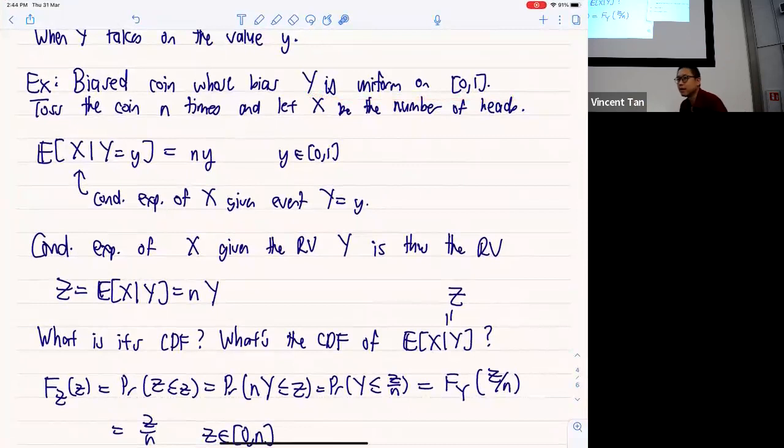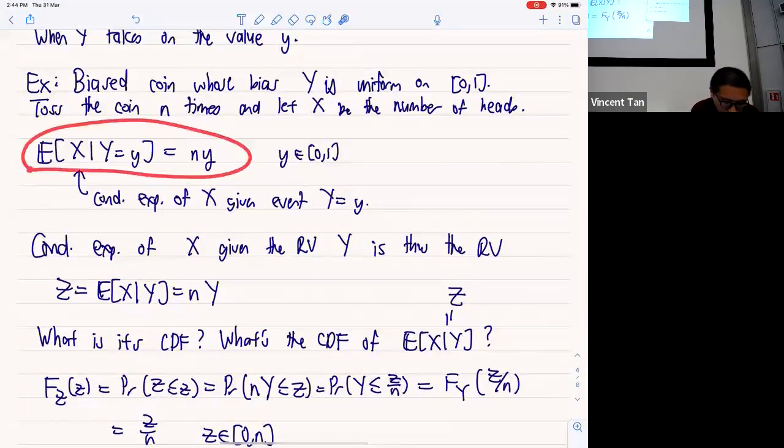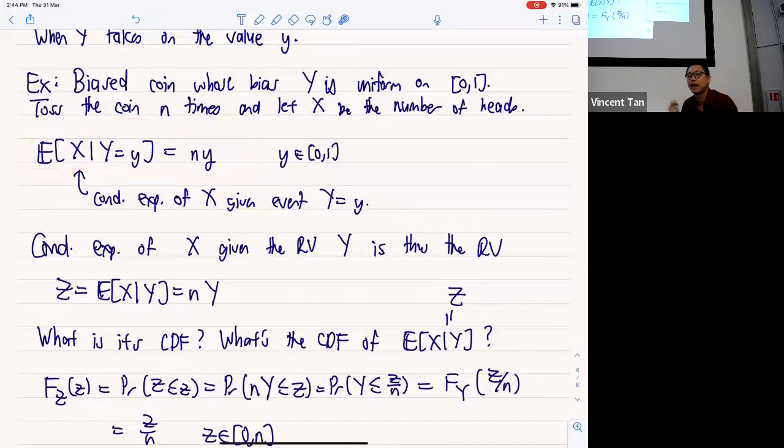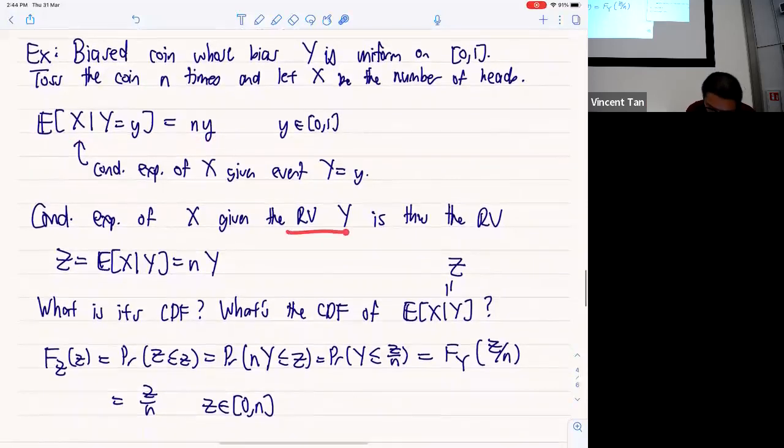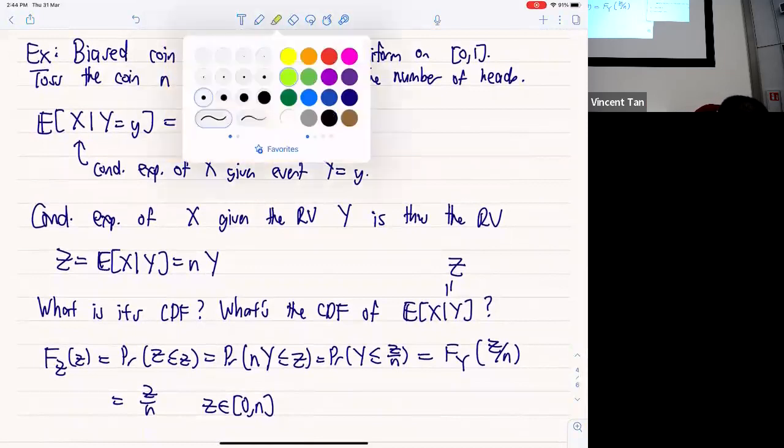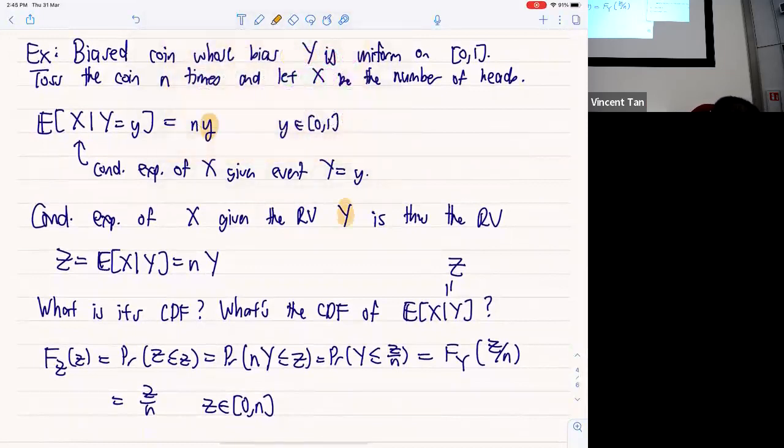If I know that the bias is little y, we fix a particular number, say 0.2, then the conditional expectation of the number of heads is 0.2 times n by mental calculation. So we have, in general case, n times little y. Then we are going to replace this one here with the capital Y. And we're going to replace this with the capital Y also.